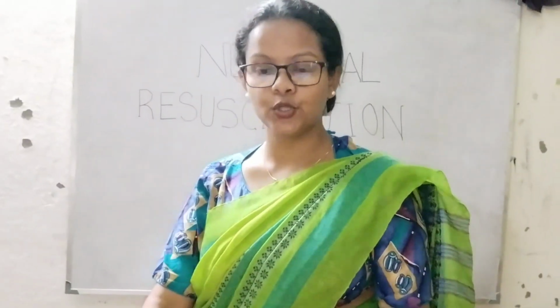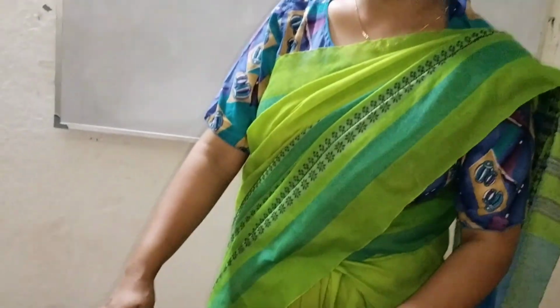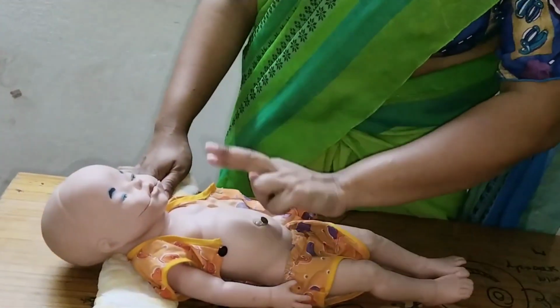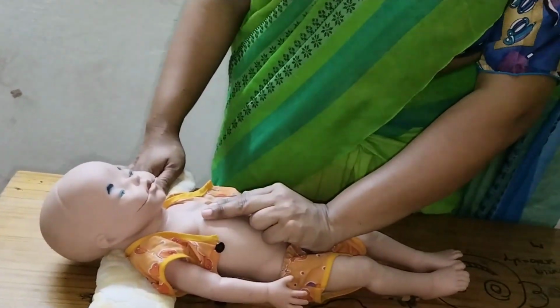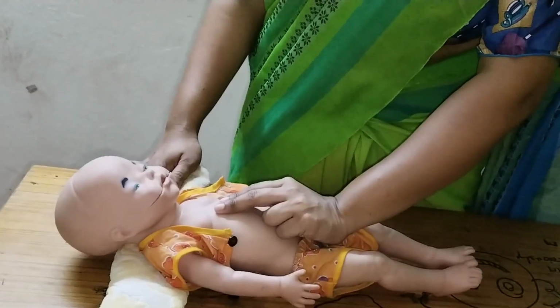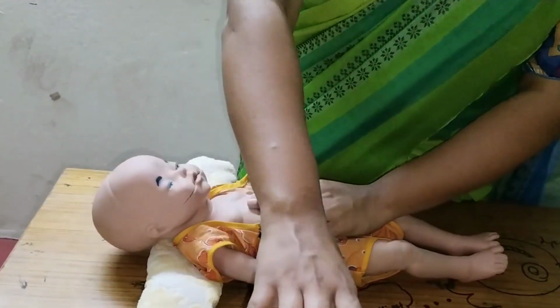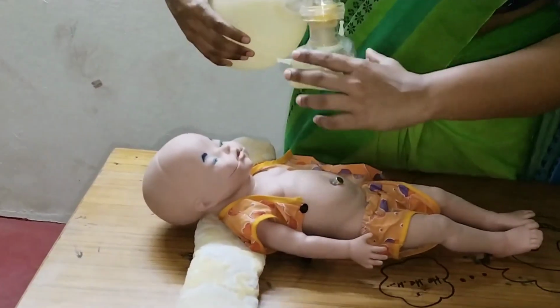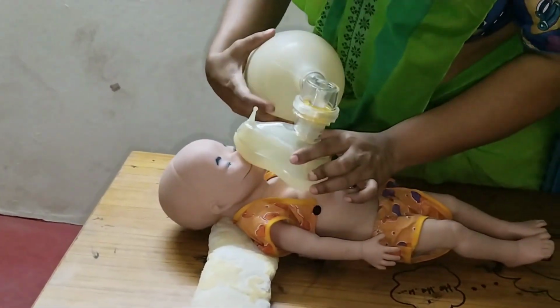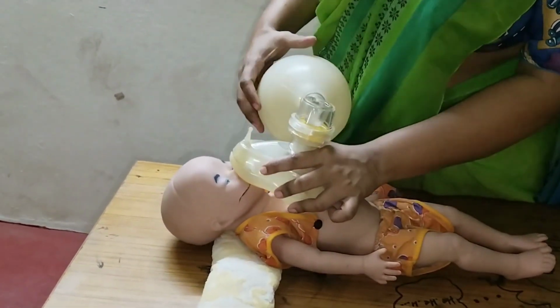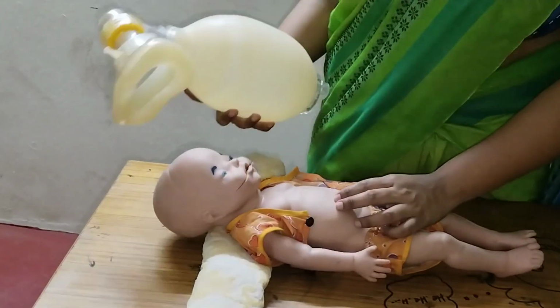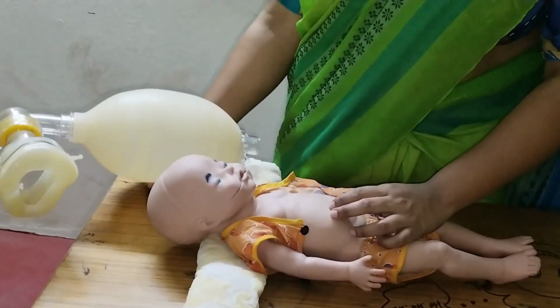Next, we will see the 2 finger technique. In case of the 2 finger technique, we will use 2 fingers and place them on the xiphoid process. The other hand can be used to support either the baby's back or to take the Ambu bag and place it in the baby's mouth to provide the ventilation. This 2 finger technique is usually done when there is 1 resuscitator present.